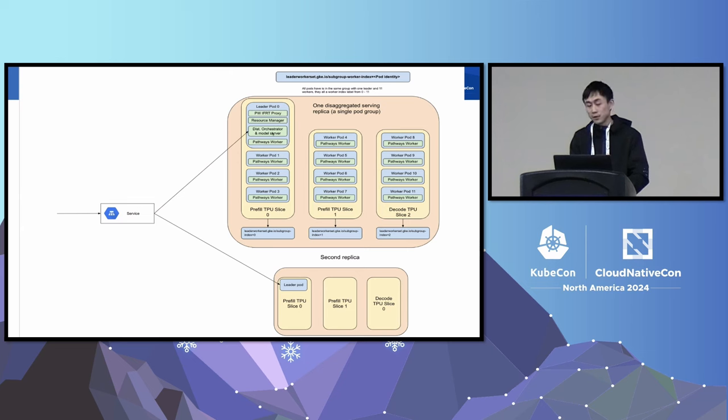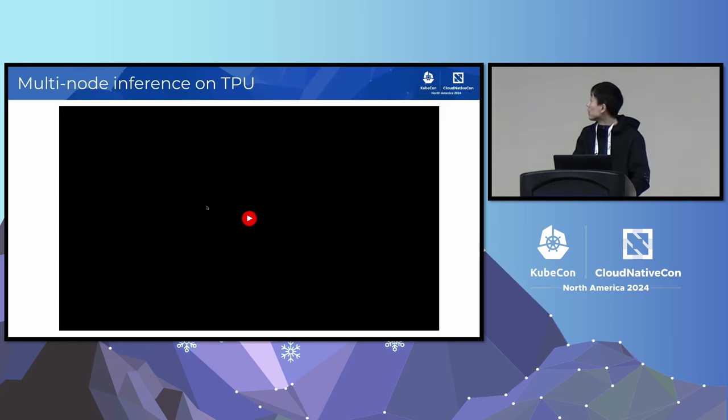All of this happens, and the assignment of those TPU slices for prefill and decode is orchestrated by the model server or the disaggregated serving orchestrator. All the computation task dispatching and the JAX API calls are handled by the IFRT proxy and also the Pathways worker here. This is a second replica of the serving. All the traffic will only communicate with the leader pod's model server container here. Next, we will go to a quick demo of how to use LeaderWorkerSet to run multi-host inference on TPU.